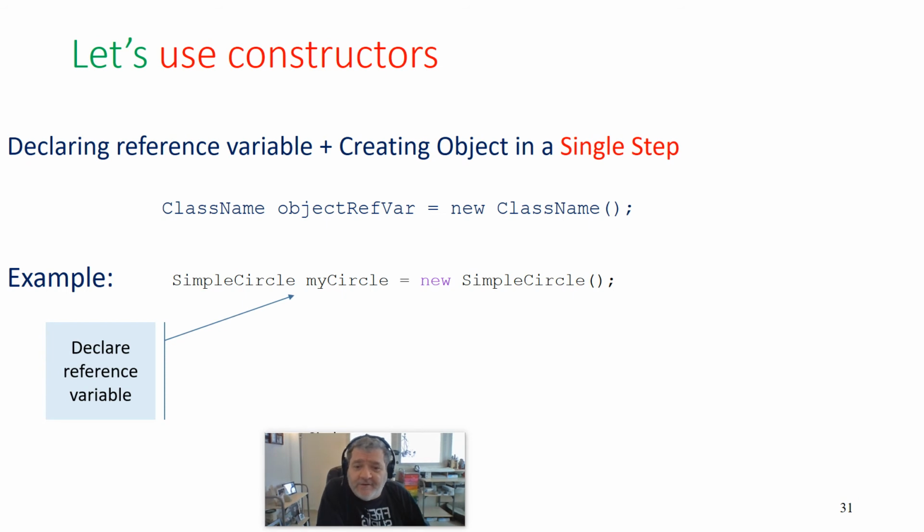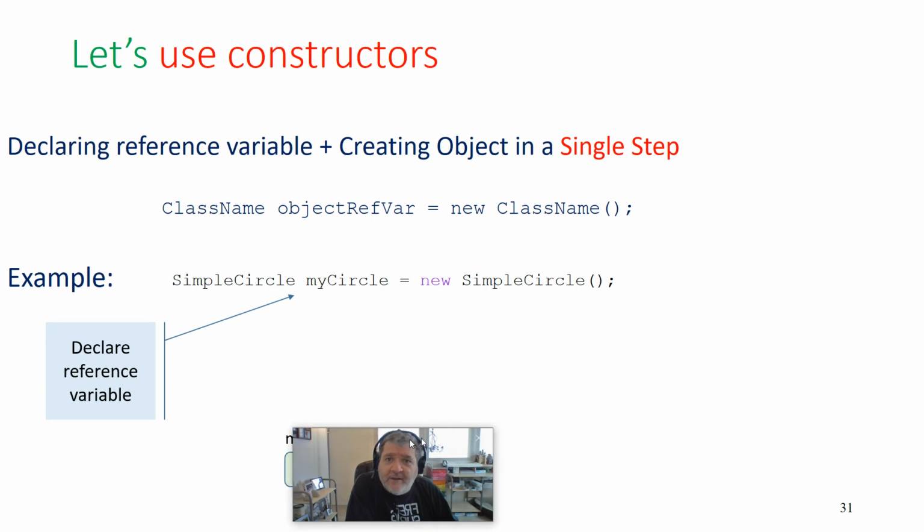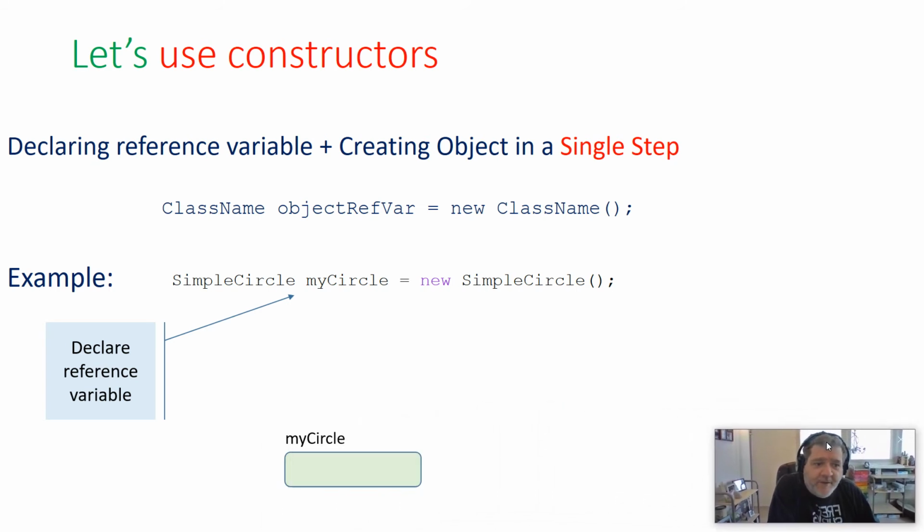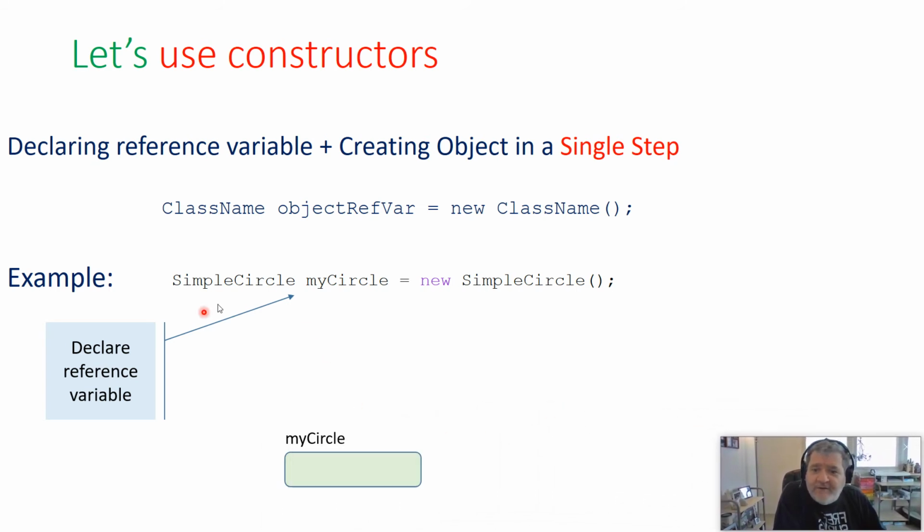When I execute this statement, and let me once again move this guy out of the way. There we go. When you execute this statement here, the first thing that happens is we declare the reference variable named myCircle. So in memory, a local variable named myCircle, I'm assuming this is a local variable, pops in memory. There's enough room inside of it to store a reference. A reference to what? To an object of type SimpleCircle. That's the first step.